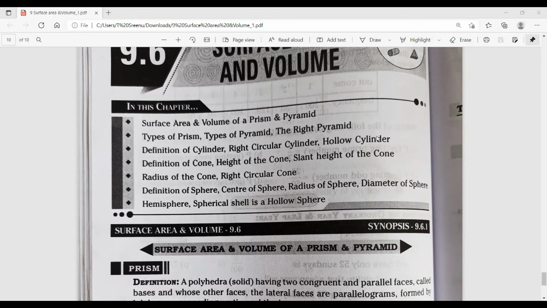Surface areas and volumes. This is not a new chapter; right from 7th we are learning this. But here we divide into two parts, like prisms and pyramids. What are these prisms and what are these pyramids? We learn in this chapter.